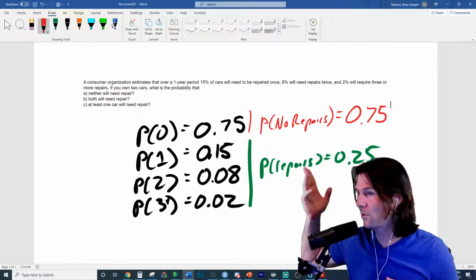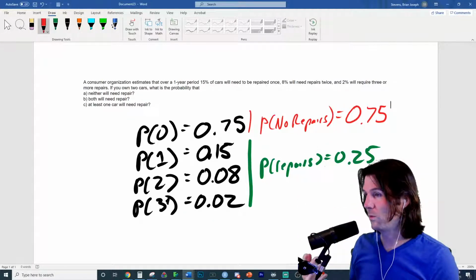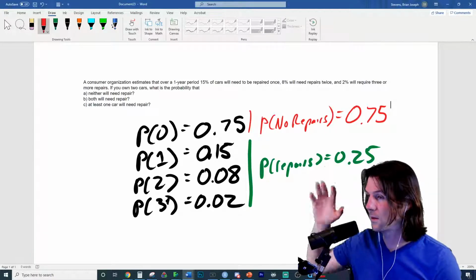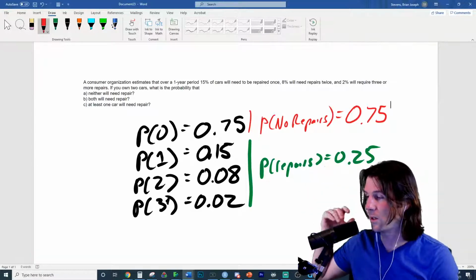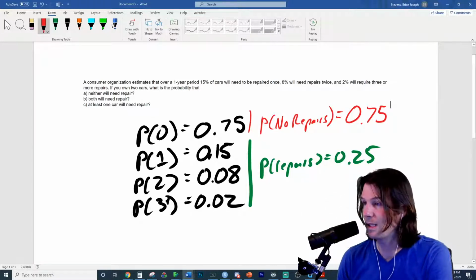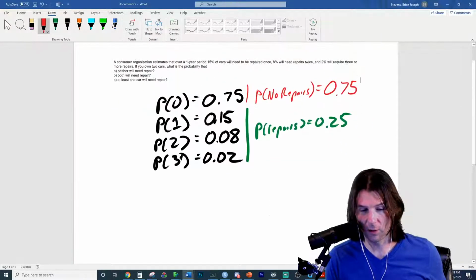So we have needs repairs and does not need repairs. These are complements of each other. So either your car needed repairs or your car did not need repairs. The set of events that are in needs repairs are needed 1, 2, or 3 plus repairs. So what's the probability that neither of your cars will need repairs? Now, there's actually 4 things that can occur right here.